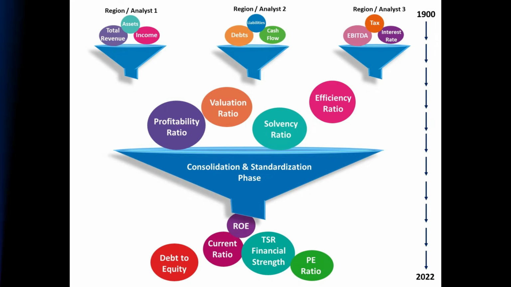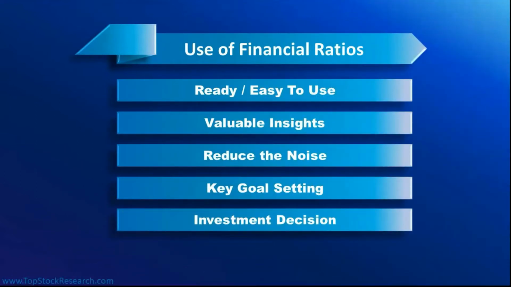Now, the next thing is about the use of financial ratios. First of all, they're ready to use. So these are very simple numbers. Just see the number and you can start using them. It provides very valuable insight of particular information. For example, if you're looking at how well companies are utilizing their equity to generate profit, obviously there's a ratio available for that. Or if you're looking at how efficiently companies are using certain resources, you have certain efficiency ratios available for you. So it provides a lot of valuable insights.